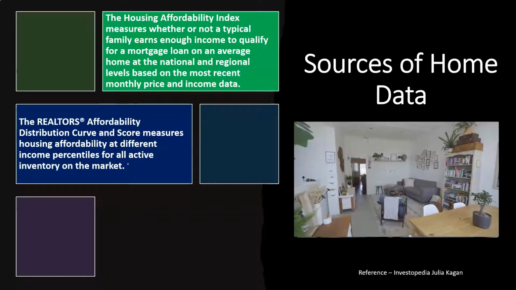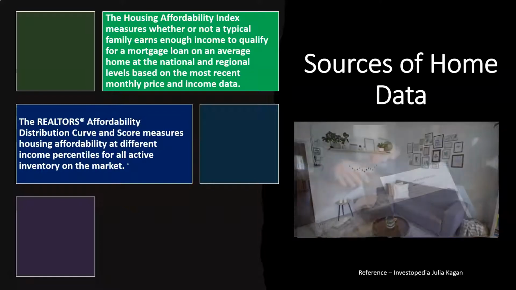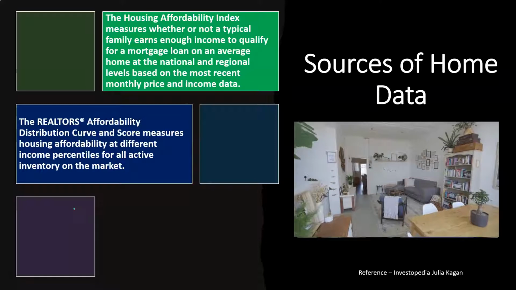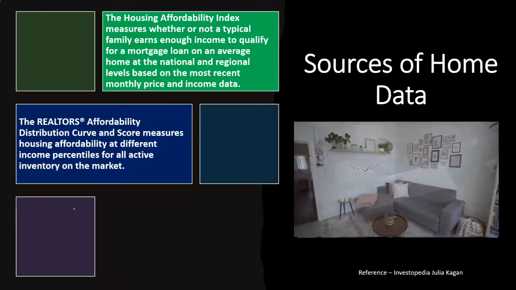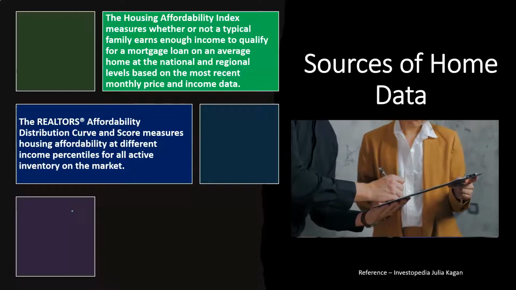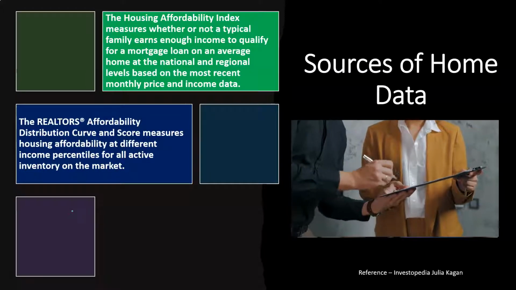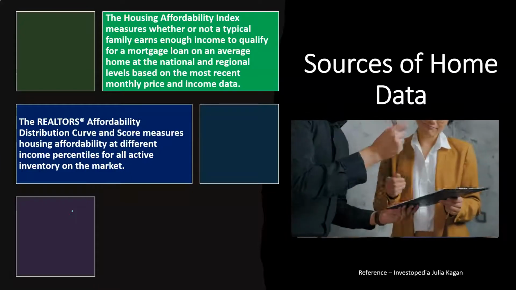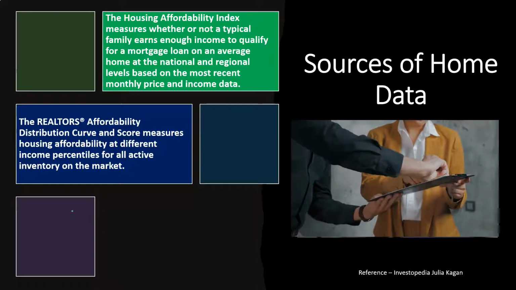So the Realtors Affordability Distribution Curve and Score measures housing affordability at different income percentages for all active inventory on the market. Now, again, when you're looking at affordability, you've got to take that into consideration in terms of your overall strategy. Are you looking at a housing market where you expect it to go up in value, and you're looking at houses in an area that's above the affordability limit, and you expect it to continue to increase in that way for some reason? Or are you looking at housing that is more affordable, in an affordable kind of area, and possibly has the capacity to increase in value over time?